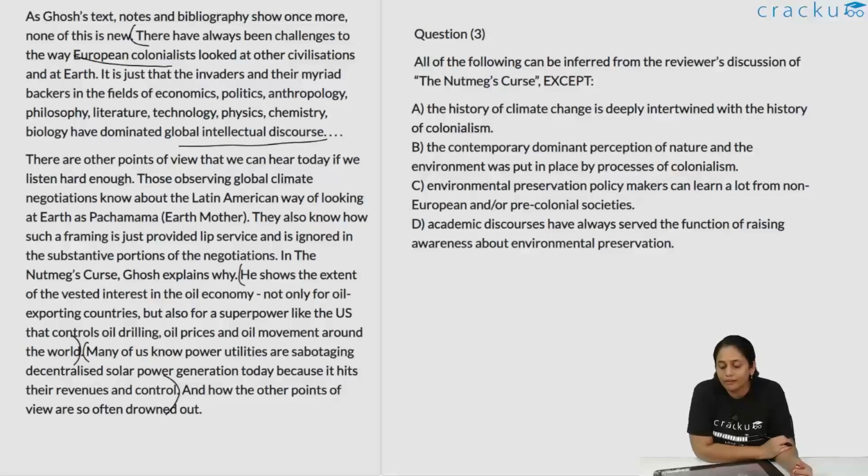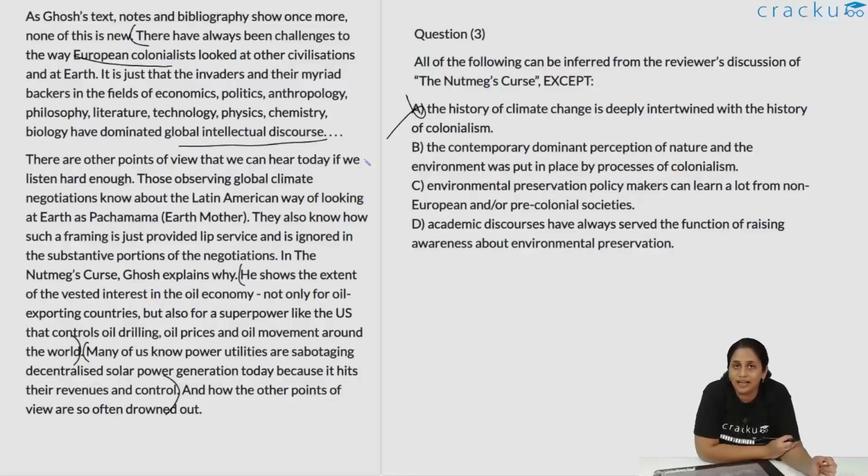All of the following can be inferred from the reviewer's discussion of the Nutmeg's curse, except: the history of climate change is deeply intertwined with the history of colonialism. Yes, the author in fact asserts that it started with the spread of European colonialism. So A is true. The contemporary dominant perception of nature and environment was put in place by the processes of colonialism. Again true.